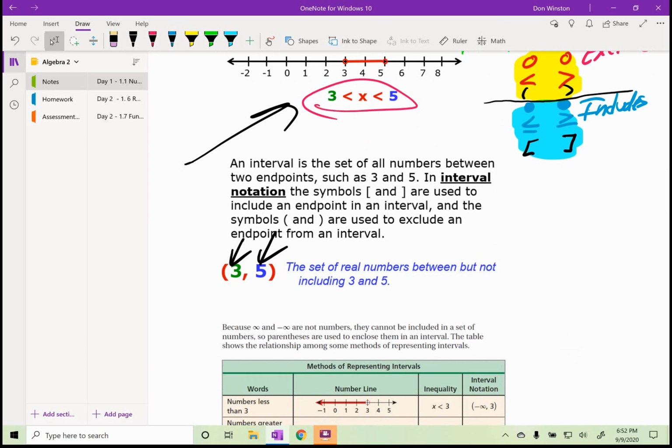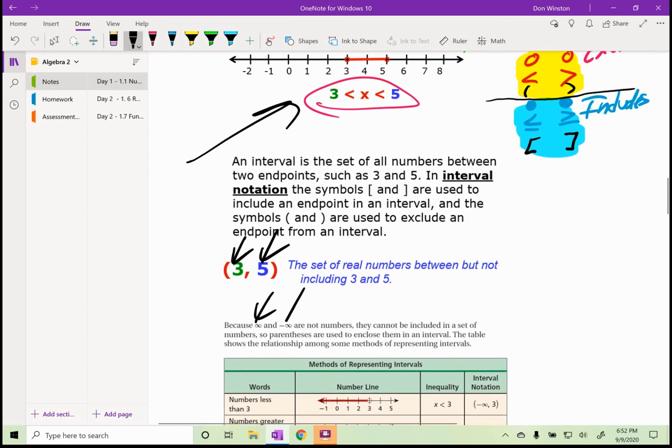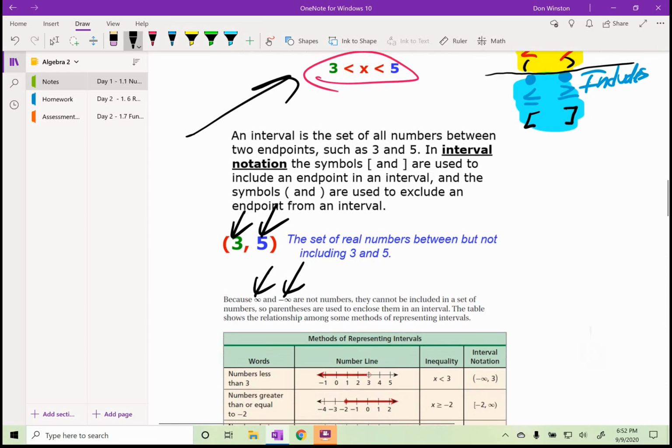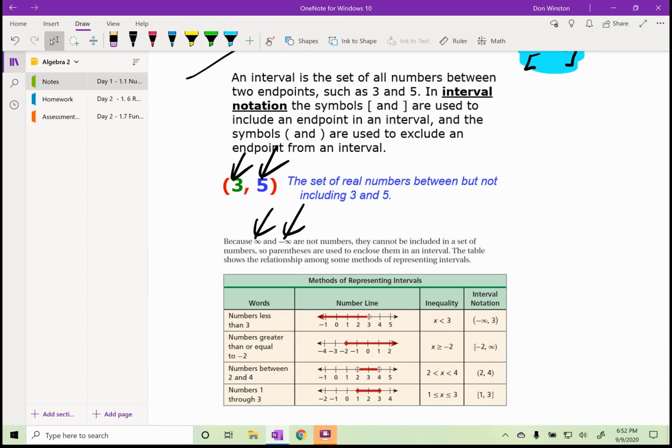All right, now let me ask you guys this. Let's talk about infinity. Tell me the largest number in the universe. What's the largest negative number in the universe? You know it? I don't. Because we don't know the largest number, how can you include something you don't know? Think about that. So with infinity, when we use the infinity symbols, we're always using open symbols, the parentheses. You can't include something that you don't know.